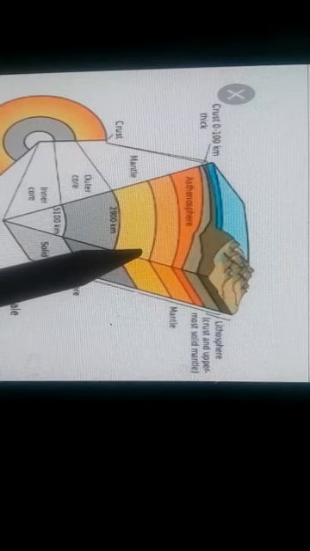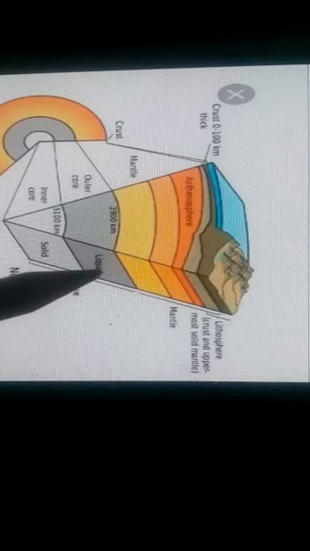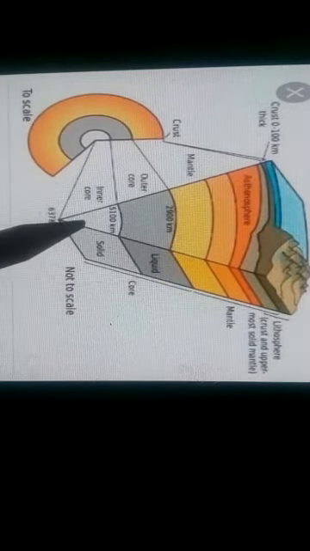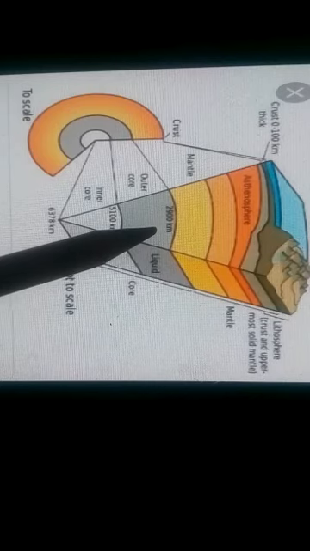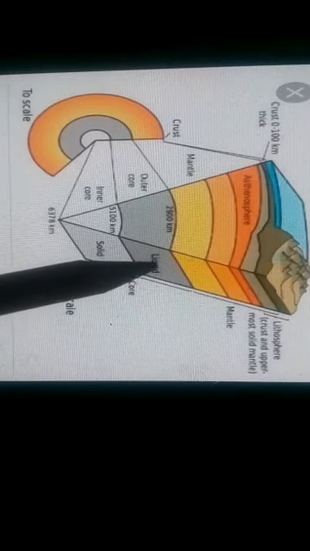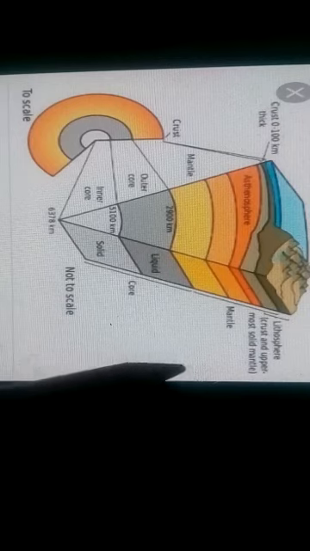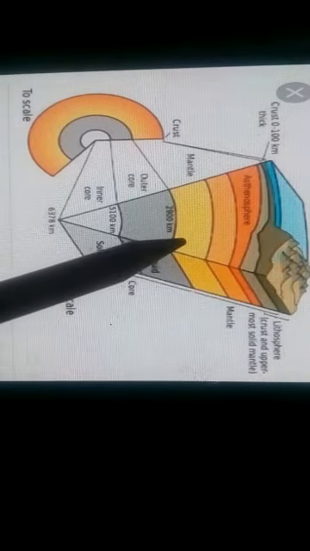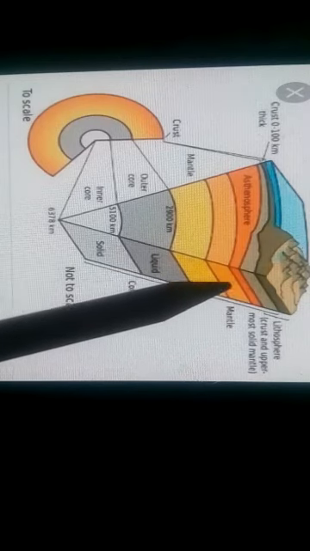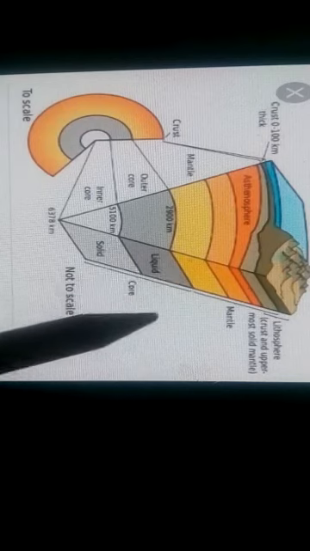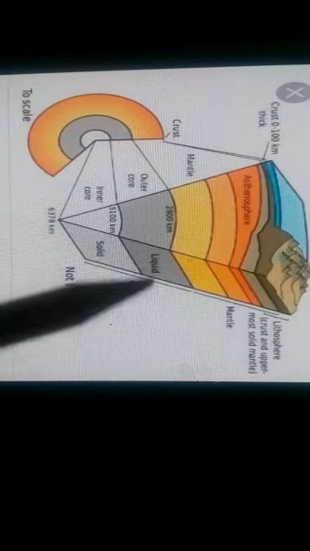Mantle, again we divide this mantle in two parts, that is the upper mantle and the lower mantle. Then below this mantle there is a core part. We divide the core in two parts, inner core and outer core, which we will discuss in the next module. So this was the description of crust and mantle and their different materials. Rest of the things we will discuss in the next module.